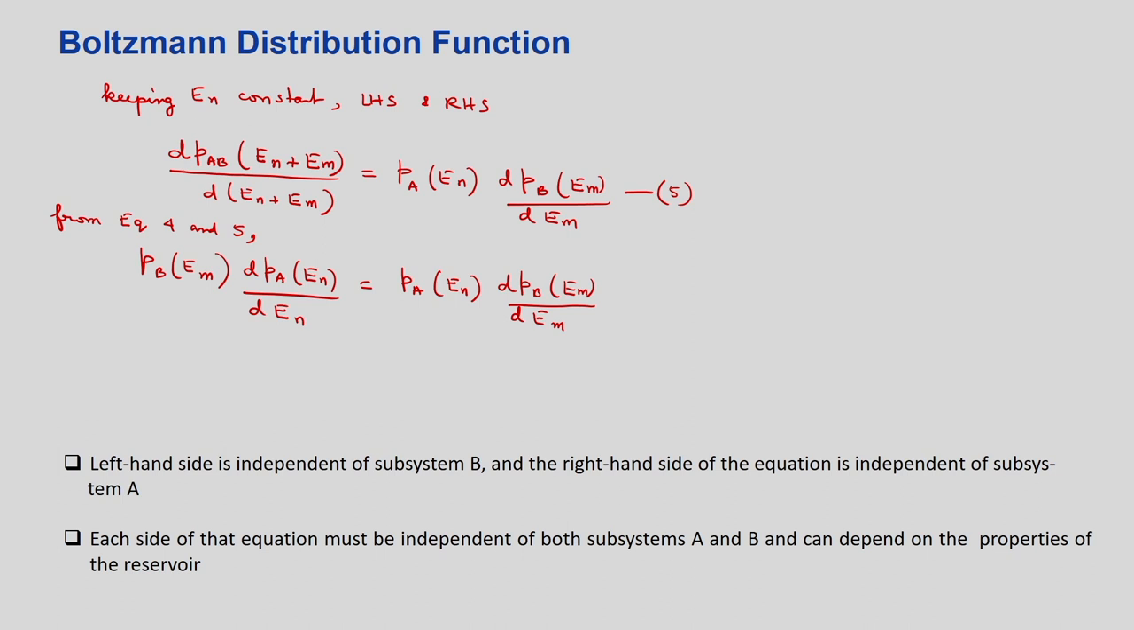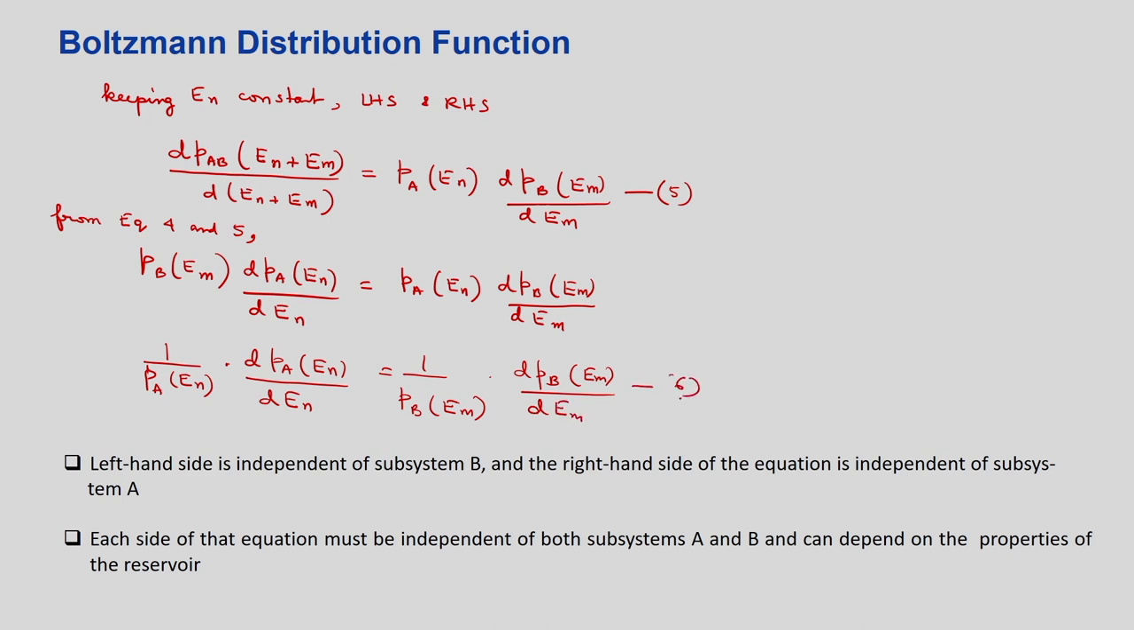Now, just rearrange the terms, keeping all the subscript n terms or subsystem A terms on one side and subsystem B terms on the other side. I can write it like this: 1 upon PA of En into d PA of En by d En equals 1 upon PB of Em into d PB of Em by d of Em. So, this is a very important conclusion. I will mark this as equation 6.